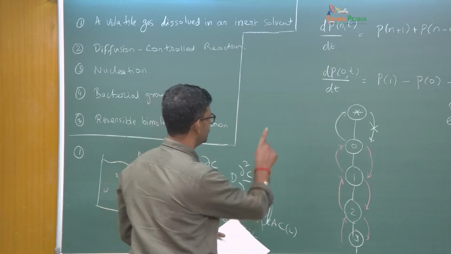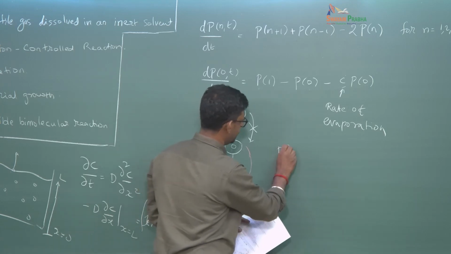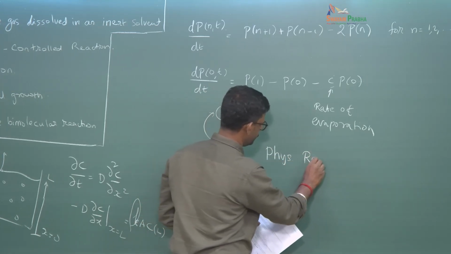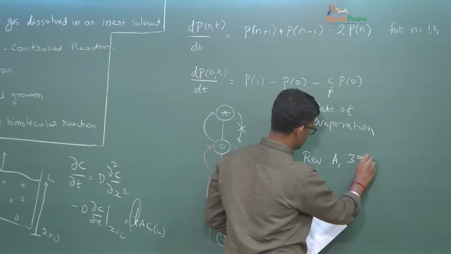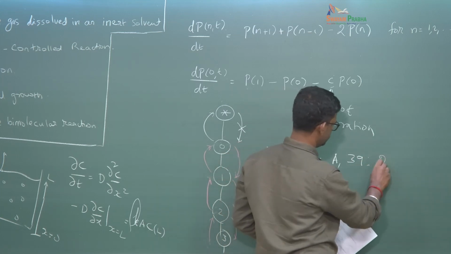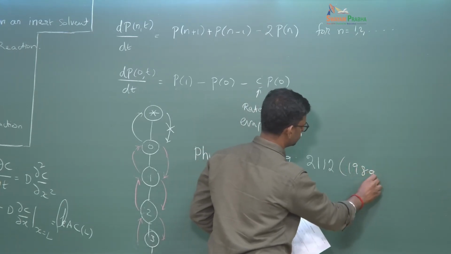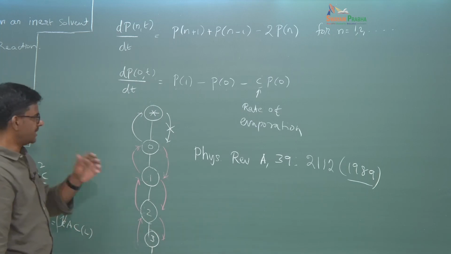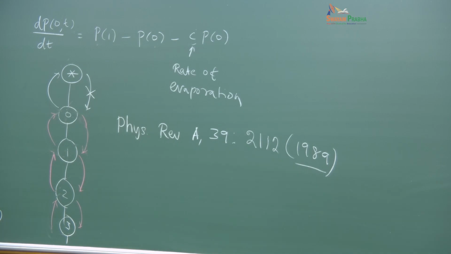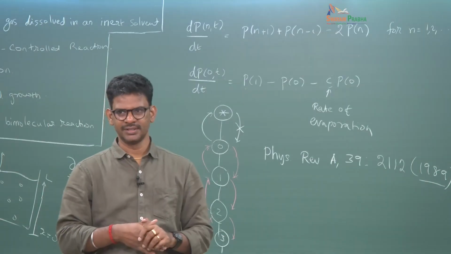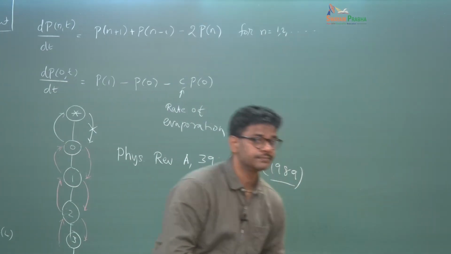I will also give a reference. This problem is solved analytically in a very detailed manner. Physical Review A, volume 39, page 2112. So, this paper has an analytical solution of this problem. Again, you have to apply generating functions, do some sort of a transformation and get the moments. But I thought that doing it numerically is far easier in this case.